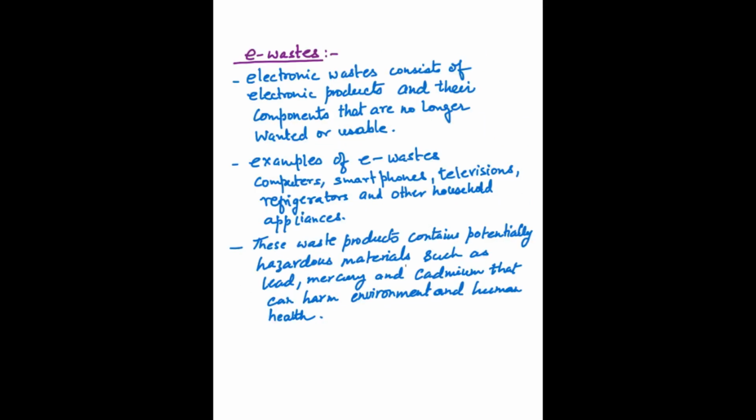Now, coming to e-waste. E-waste consists of electronic products, as the name says, and their components that are no longer wanted or usable. Examples of e-waste are computers, smartphones, televisions, refrigerators, and other household appliances. These e-waste products contain potentially hazardous materials such as lead, mercury, cadmium, and like that. And these are very harmful metals.